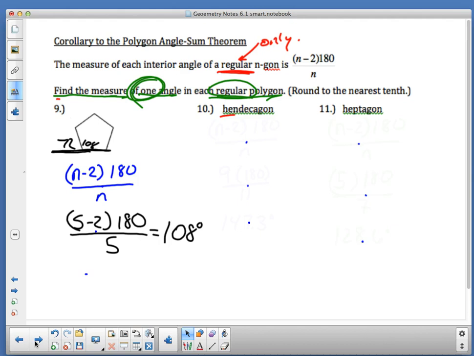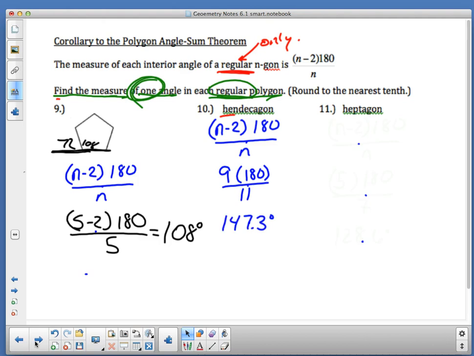Hendecagon, 11-sided figure. 11 minus 2 times 180 divided by 11. 11 minus 2 is 9. 9 times 180 divided by 11. 147.3 degrees. Okay? Are there questions about what we're doing?